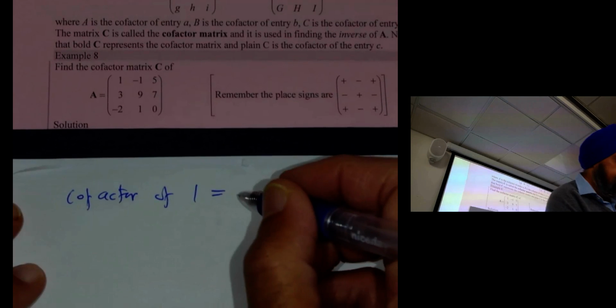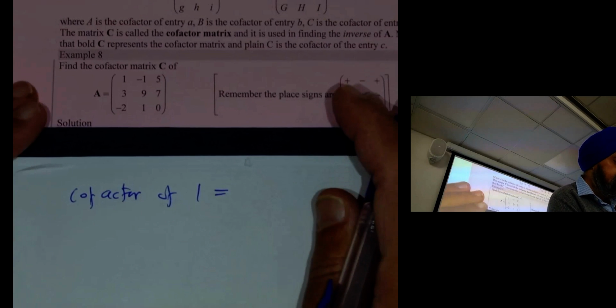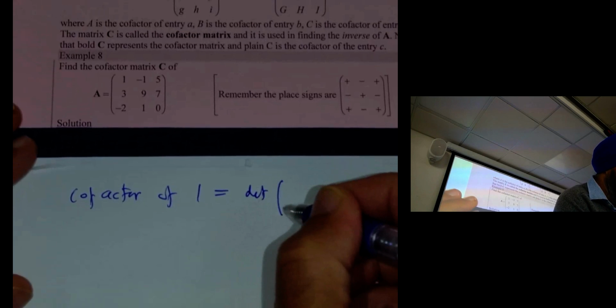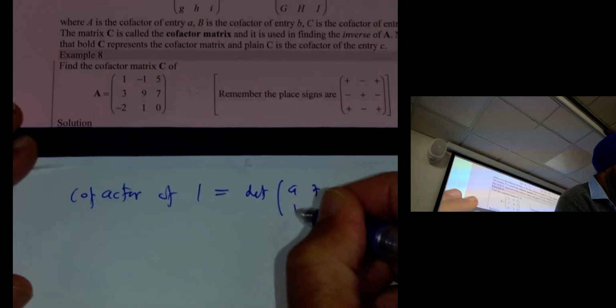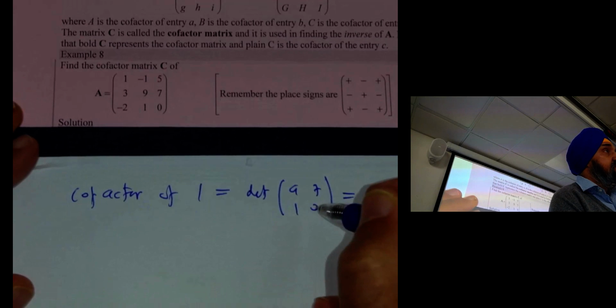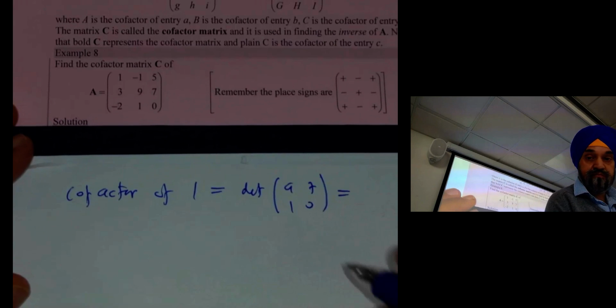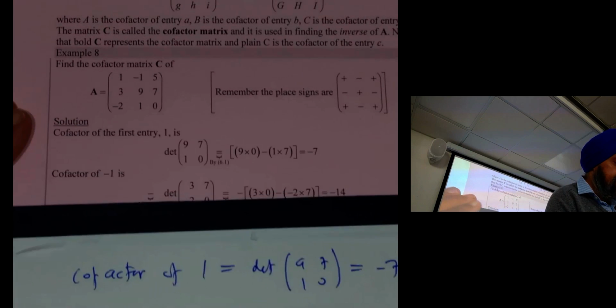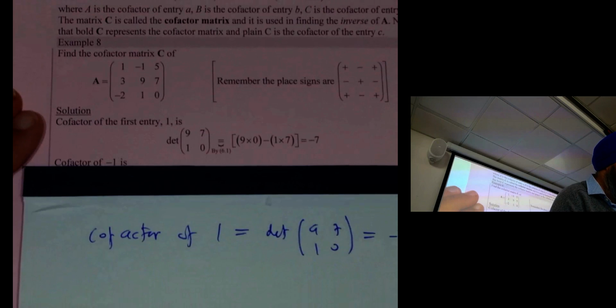The determinant, yes. 9, 7, 1, 0, isn't it? Which is equal to 9 times 0 minus 7, isn't it? Okay, so that's minus 7. What is the cofactor of minus 1?